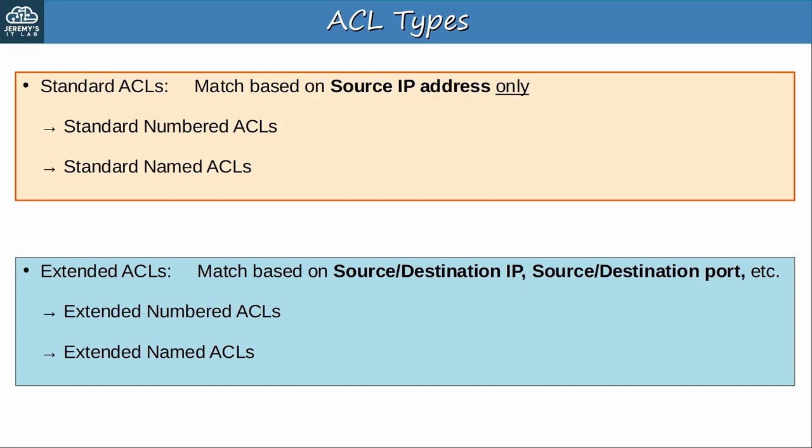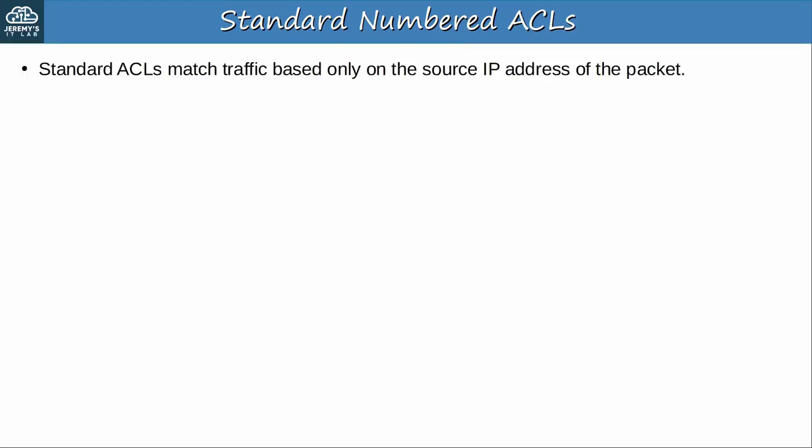In day 35, I'll tell you all about extended ACLs, but now let's learn some more about standard ACLs and then see how to actually configure them. So let's get into standard numbered ACLs. As I just mentioned, standard ACLs match traffic based only on the source IP address of the packet. So standard ACLs are quite simple. The router doesn't check the destination IP, the source layer 4 port, the destination port, etc. It just looks at the source IP address of the packet and decides to forward or block it.